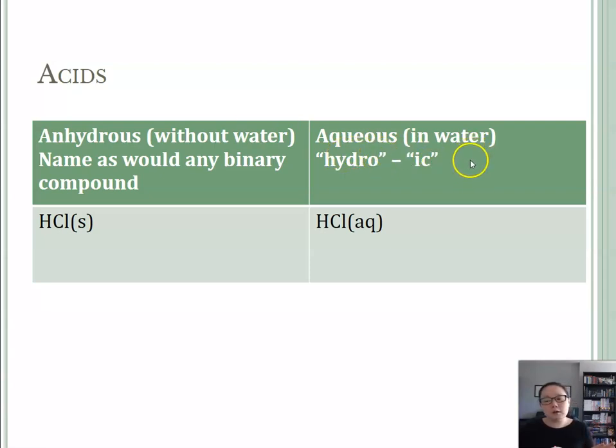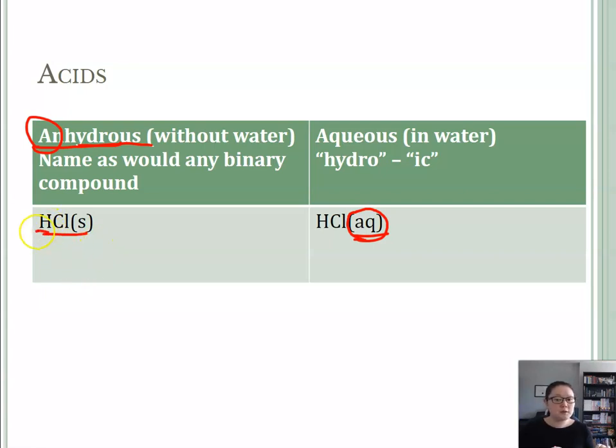Now, when you do dissolve it in water, the way that you know this is because of its state. It will tell you its state and it will say that it is aqueous. If it does not specifically say that it is aqueous, or it does not say that it is dissolved in water in solution, then you can assume that it is anhydrous. Anhydrous, the an refers to no and the hydrous refers to water, so anhydrous means no water. If you have anything that is anhydrous and it's supposed to be an acid, you just name it as if it were any other binary compound.